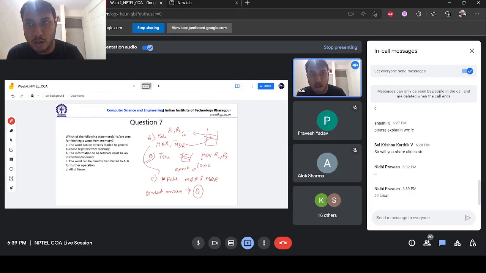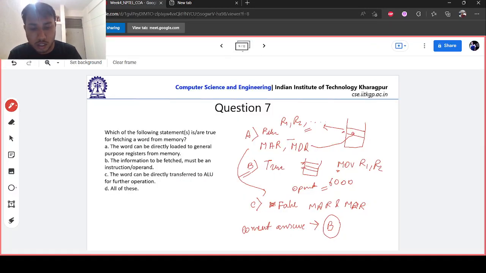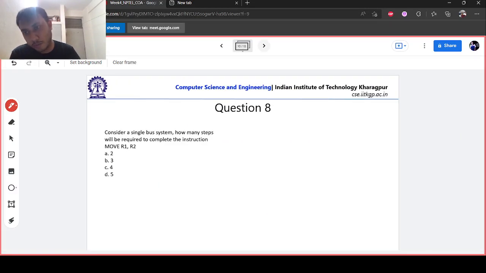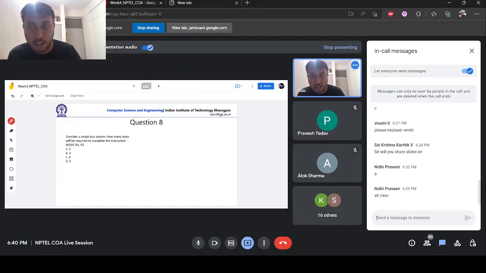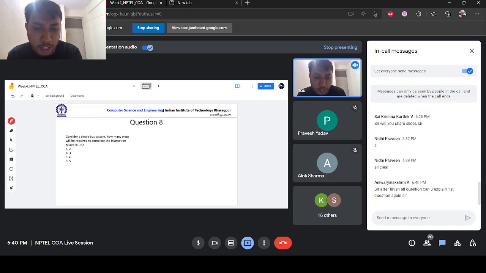Okay, so let's go to the next question. Consider a single bus system. How many steps will be required to complete the instruction move R1 R2? So you try, and I will then solve it. I will repeat the earlier questions after solving all questions; I always repeat the questions again. So try to solve this. I will see if anyone can guess the answer. Then I will do it.